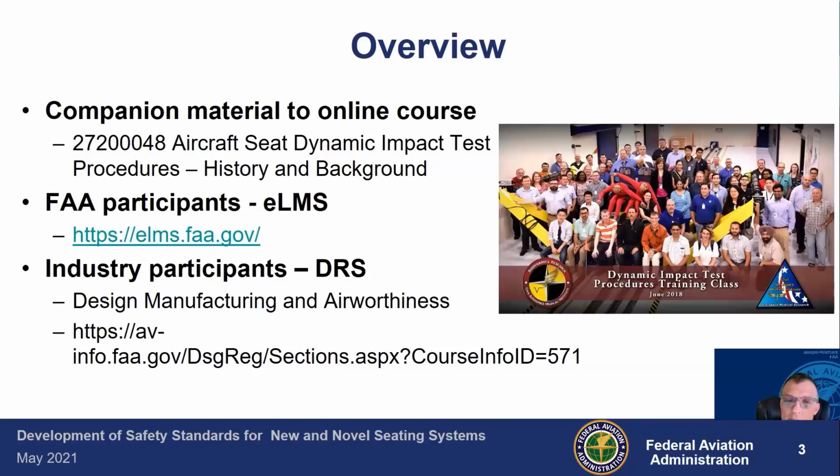A quick overview, this lecture series, it's a companion to an online course which you should have already begun. For those in the FAA, you can access that course through ELMS and just search for the Aircraft Seat Dynamic Impact Test Procedures History and Background course. For industry, it's available through the designee registration system. And from there, you go to Design and Manufacturing Airworthiness, and you should be able to find this course by course ID 571. So the course also has the same name, the Aircraft Seat Dynamic Impact Test Procedures.